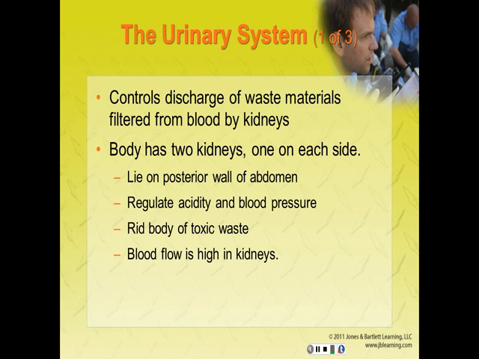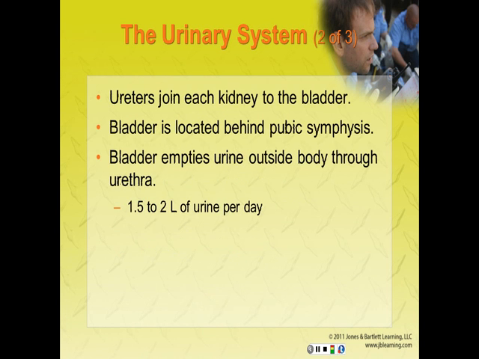The body contains 2 kidneys, one on each side. They lie on the posterior muscular wall of the abdomen behind the peritoneum in the retroperitoneal space. They play an important role in the regulation of acidity and blood pressure, and they rid the body of toxic waste. They control the balance of fluids and electrolytes, and blood flow is high in the kidneys.